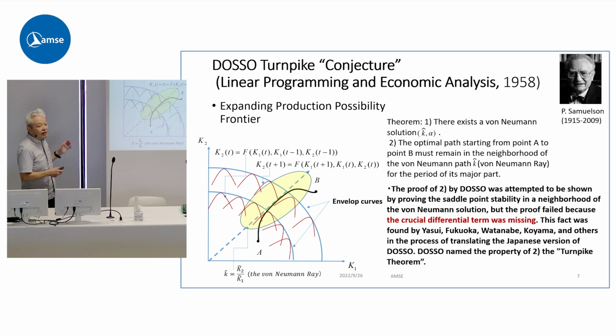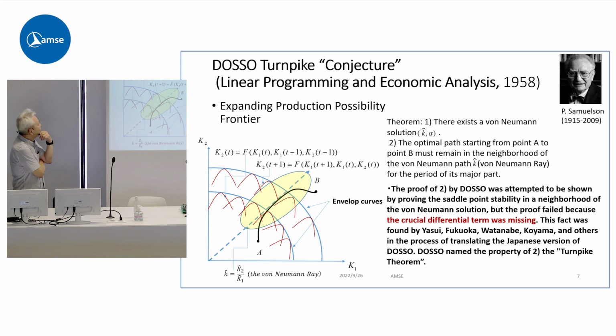So Route A was very popular in the 1950s and 1960s, not Route B, not the Ramsey model. The von Neumann model was very popular at that time. One reason is this book, very famous, Linear Programming and Economic Analysis, 1958, written by three big guys: Dorfman, Samuelson, and Solow. We call it DOSSO, a nickname for the book, because listing three names every time is cumbersome.